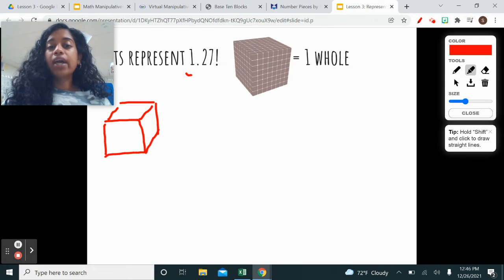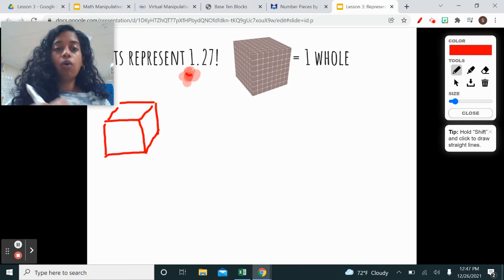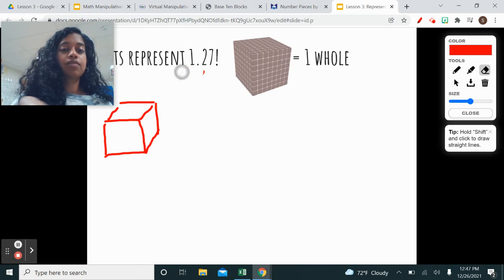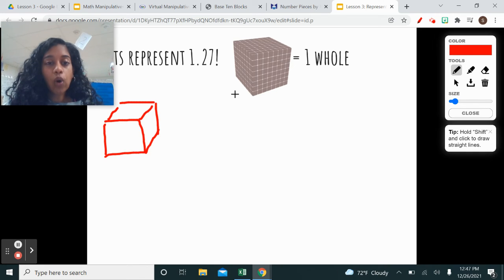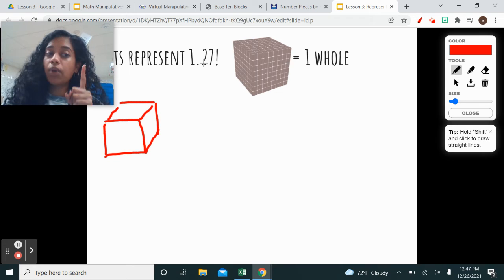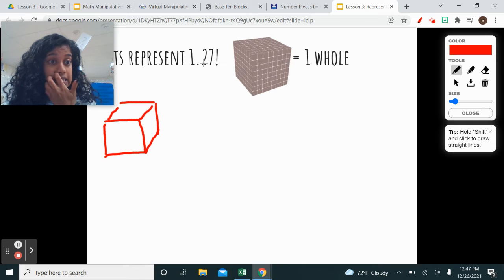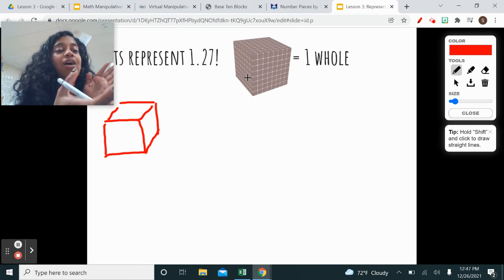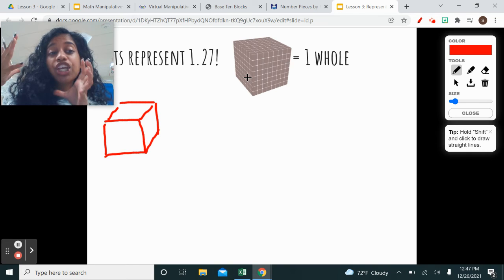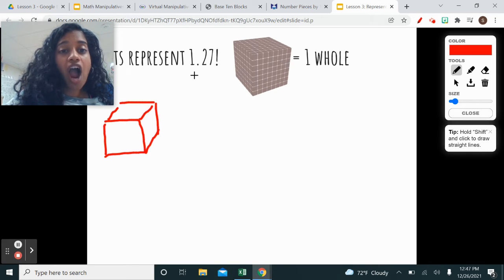Great. Now we have 1 whole, and then we have 2 tenths. Now, if our cube is equal to 1 whole, that means I have to split my whole into 10 pieces. If I were to split this cube into 10 pieces, that would actually make a flat. Because if we get 10 hundreds flats, that's going to make 1 cube.